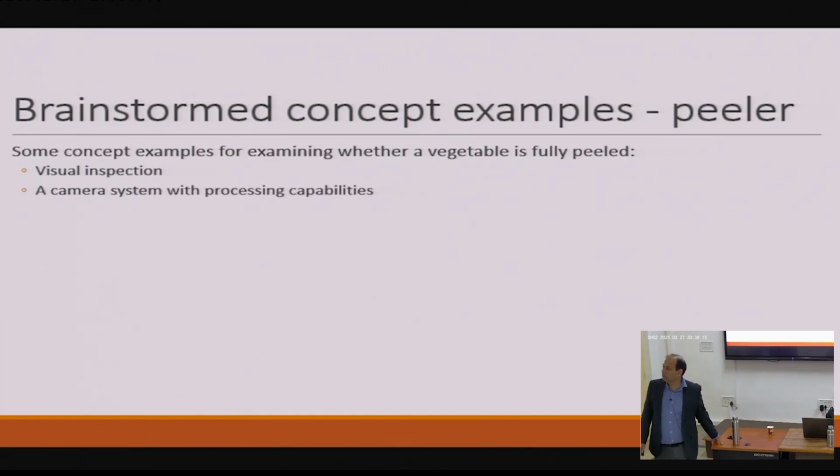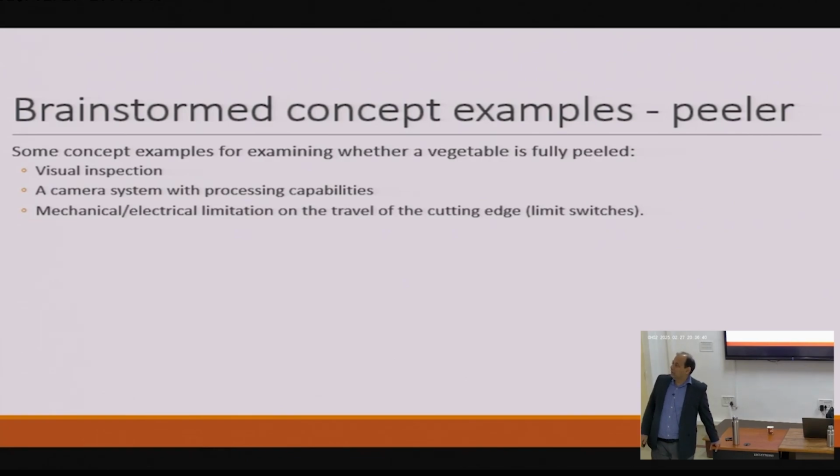A camera system with processing capabilities. So these days we can do machine learning, and we can actually do it live, right? I mean, it's becoming so easy now. There's libraries available on Python, and it'll be a class project these days. Nothing more than that. So basically, a camera takes a picture, determines whether it's peeled or not. Maybe you can take multiple pictures from different angles and say, you know what, go cut here, and then you're done. Or the limit switch idea that I showed last time, but it could be wasteful as well. Okay?